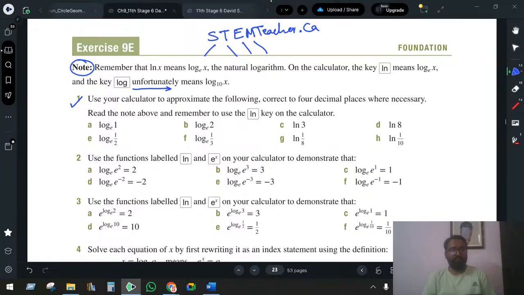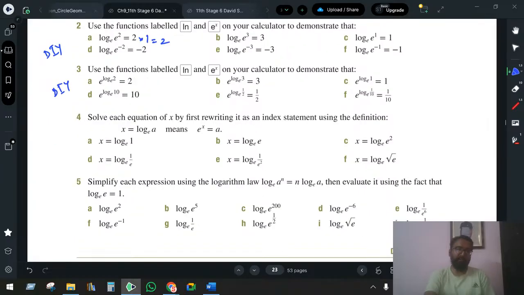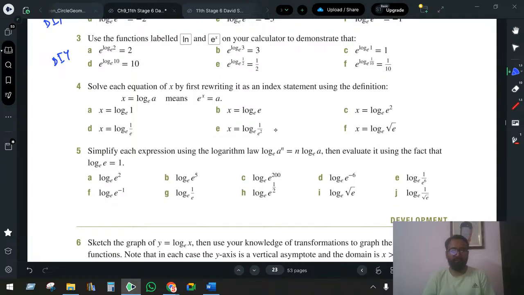So use your calculator. Use ln, don't use log. You can do it. This is DIY, and you can use symbols. Simply use the functions to label and demonstrate. Because it is a power function, it comes to the coefficient, and the log base is e, so 2 into 1 is equal to 2. Similarly, you can do the simplification of all. This is also very simple. Log applications, e power exponent applications, and you can simplify these values also. DIY, DIY, and DIY.